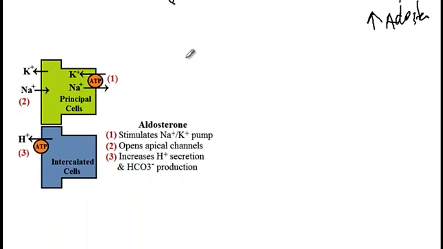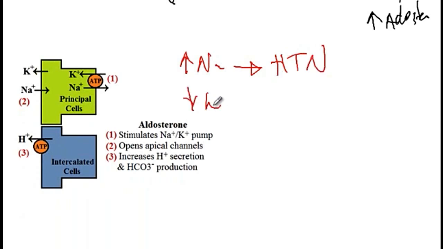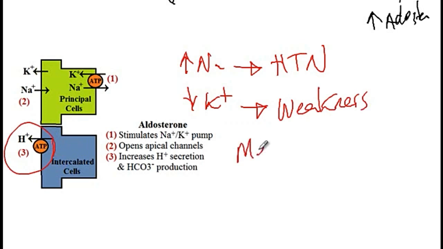It increases the levels of salt, so these patients will present with hypertension. It will decrease the levels of potassium, so these patients can present with hypokalemia and weakness. And then it increases the secretion of the H+, so these patients can also present with metabolic alkalosis.